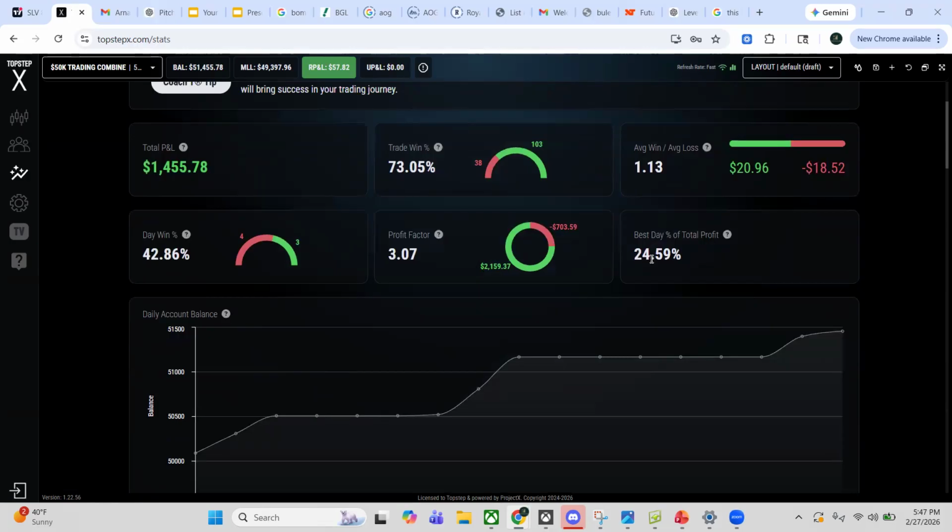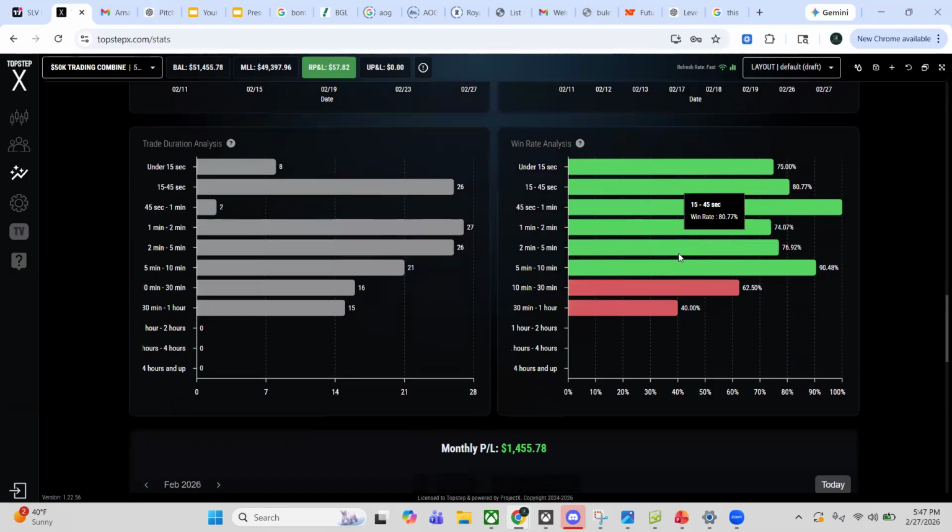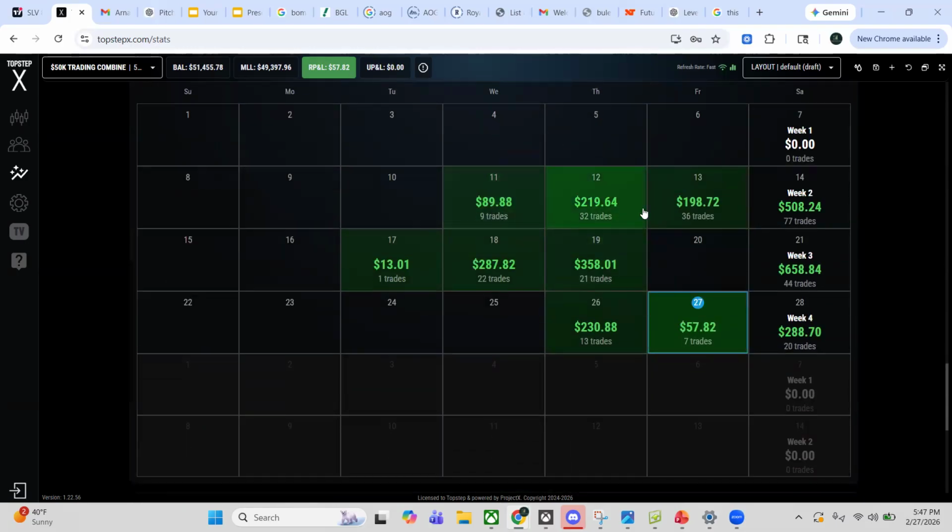So, best day, percent of profit. Our best day was only 25% of our profit. That was a good day, but what does that tell you? That we're not making our money on just one trade or two trades. We're consistently winning.